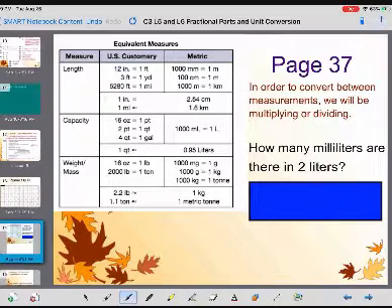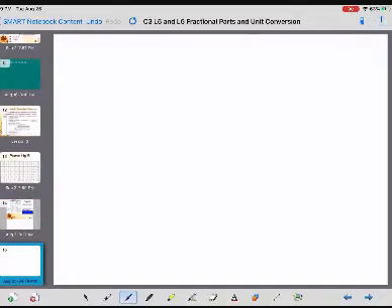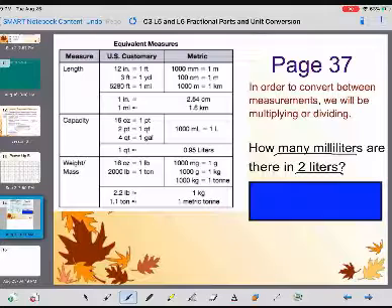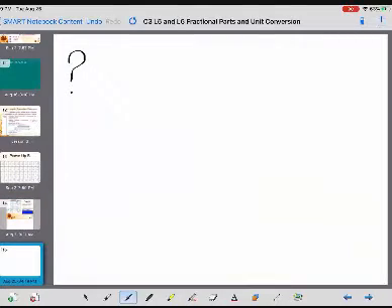So again, first, I always like to identify what are you given, and then second, what are you trying to solve for. So we're given 2 liters, and we're trying to solve for how many milliliters are going to be in that 2 liters. So what I like to do is a process called dimensional analysis. I'll write it out, but the first thing we start with is a question mark. So what are we trying to solve for? We're trying to solve for how many milliliters, so I'm going to write question mark milliliters, are there going to be in 2 liters?